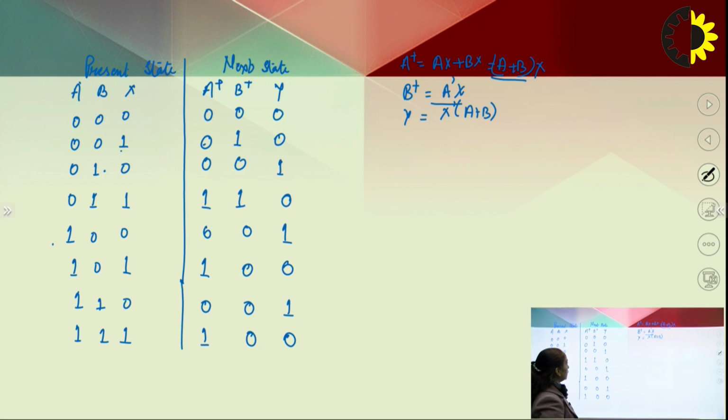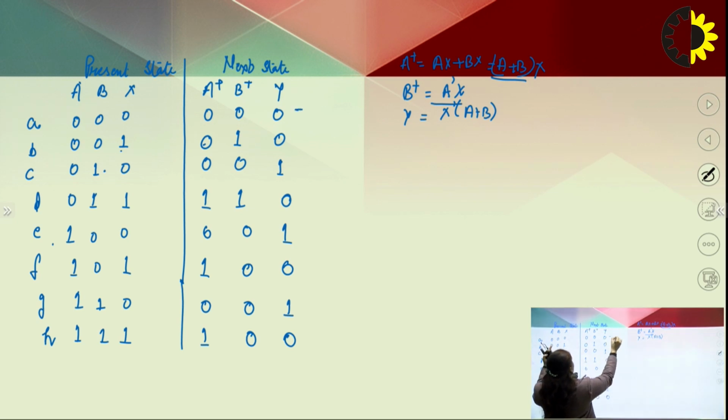Next we have to draw the state diagram. From the state table we can also name these states as A, B, C, D, E, F, G and H. So from 0, 0, 0 it will go to the 0, 0, 0 state. From 0, 0, 1 it will go to the 0, 1, 0 state, the C state. So this way we can also draw the state diagram.